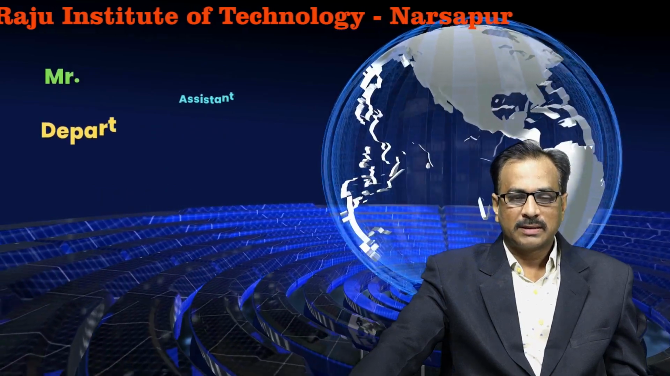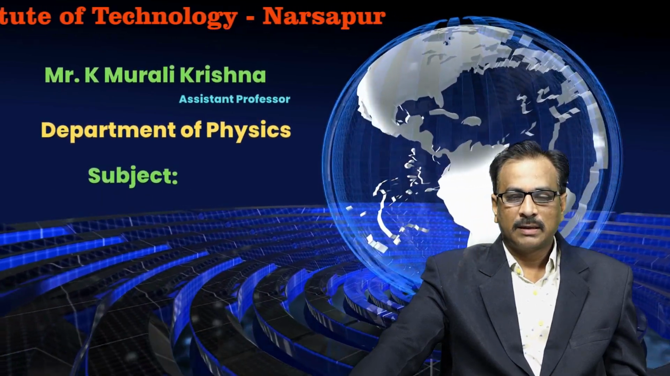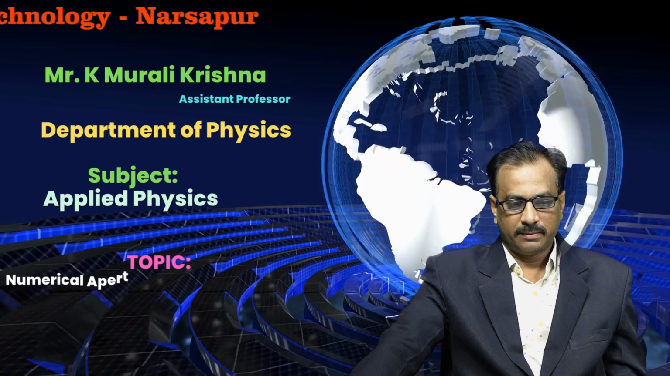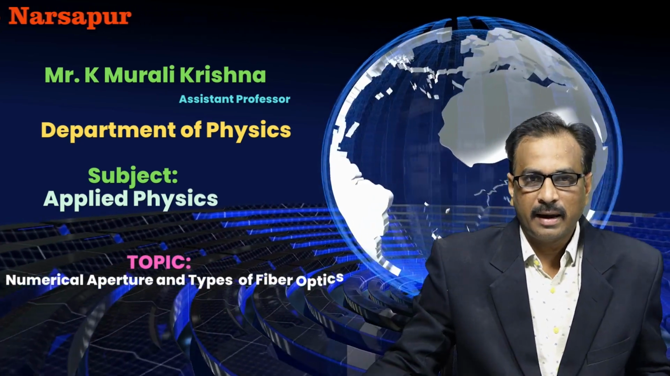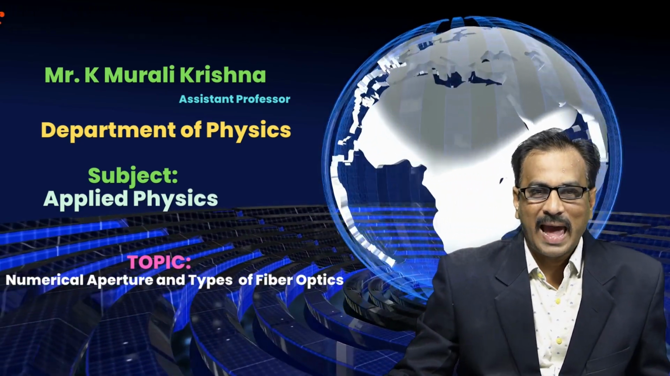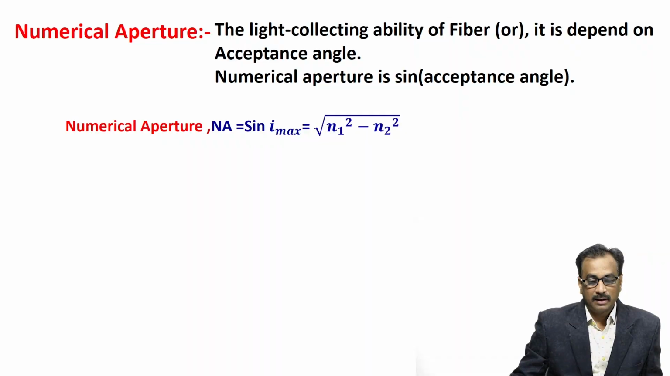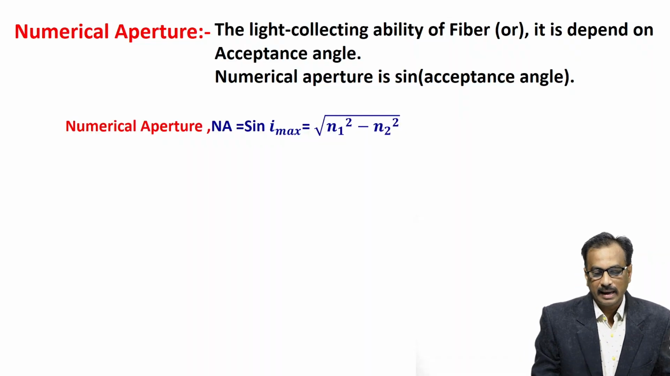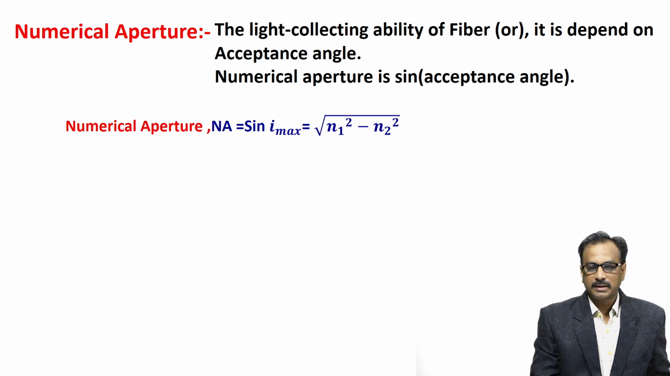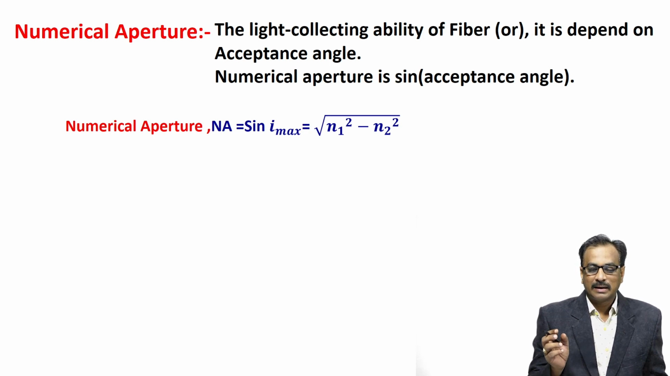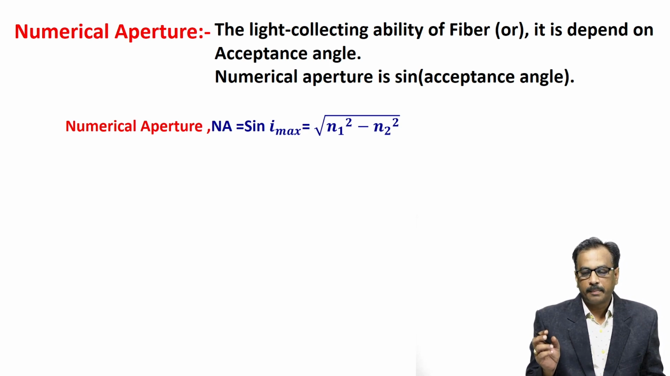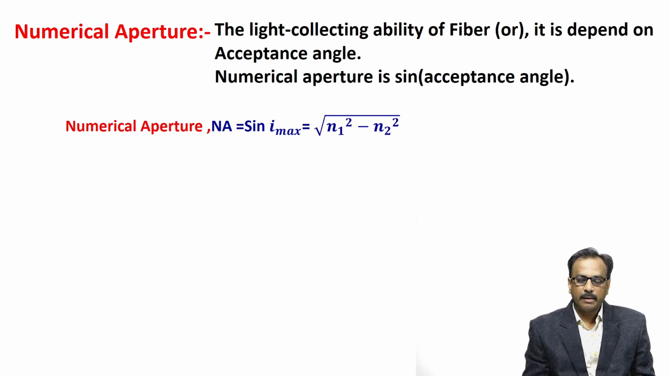Today, I am going to discuss numerical aperture and types of optical fiber. In the earlier class, we discussed the acceptance angle. Now, we are going to discuss the numerical aperture. The numerical aperture is the light collecting ability of the optical fiber. It depends upon the acceptance angle. The numerical aperture is the sine of the acceptance angle.